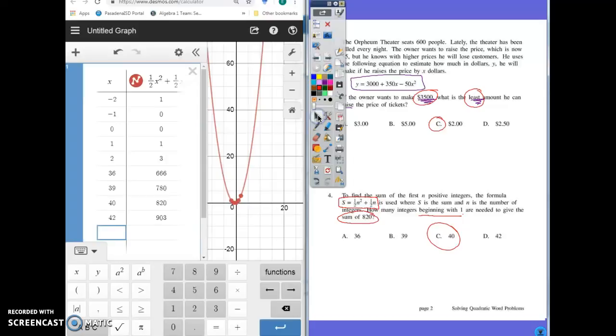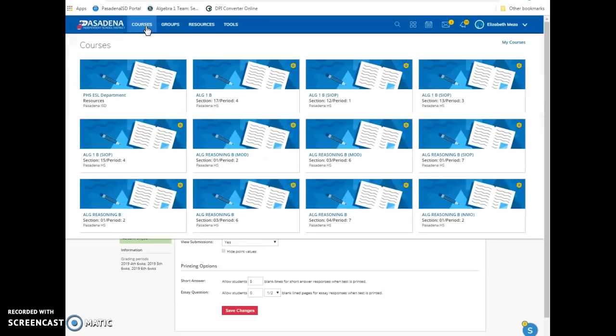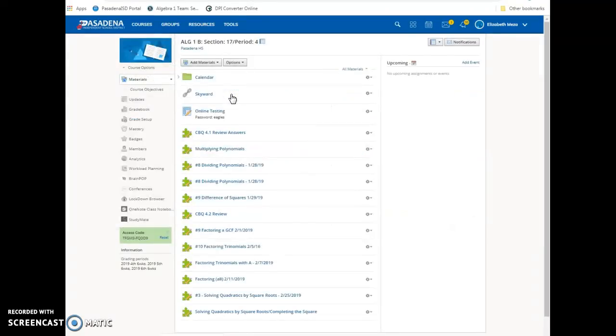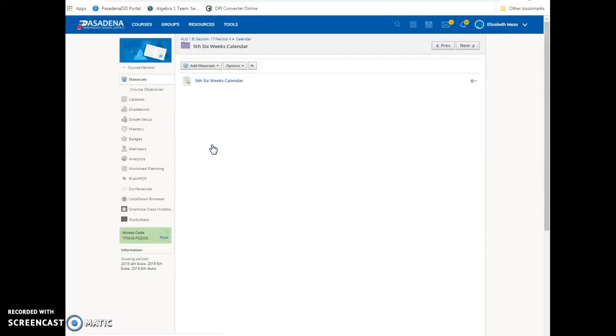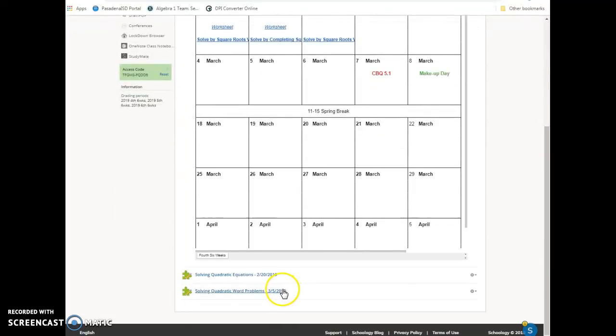Now I need you to go to Schoology. So everybody go to your Schoology courses, and whatever period you have, Algebra 1 or Algebraic Reasoning, go to Calendar, Fit 6 Weeks, and it's at the very bottom underneath the calendar. It's this one right here. Solving Quadratic Word Problems 352.2019. Okay, so click it and go ahead and start on it. You have a few tries. So if you get it wrong the first time, go ahead and try it again. But use Desmos. Go ahead and split screen. If you don't know how to split screen, have somebody do it for you.